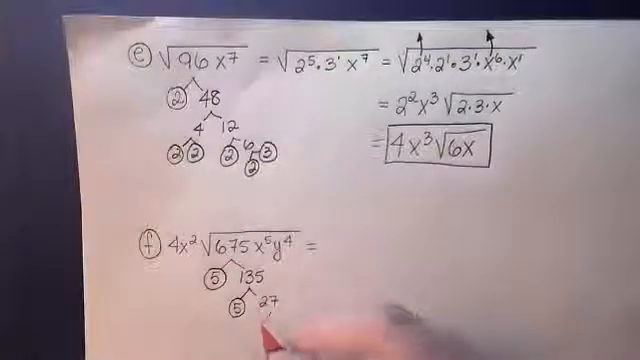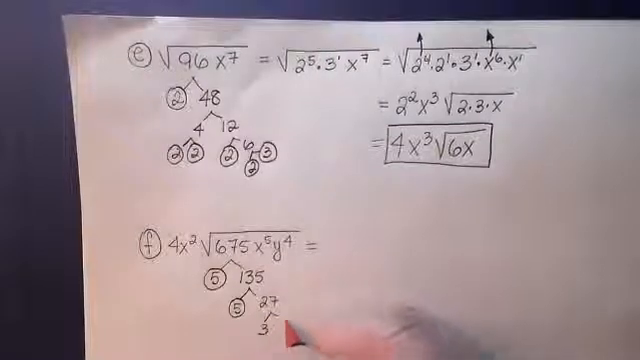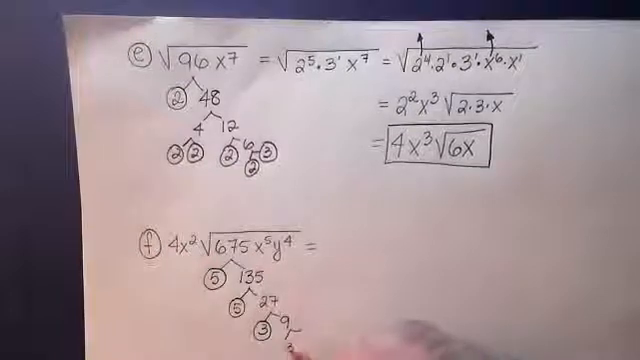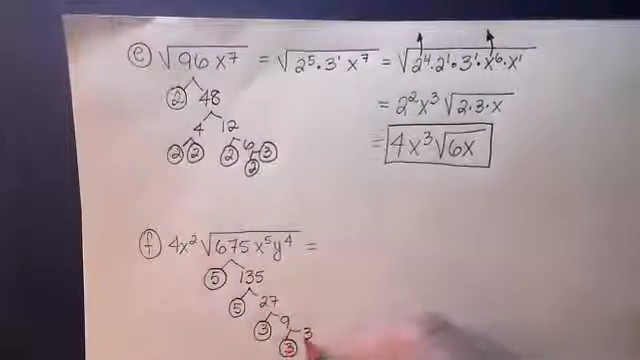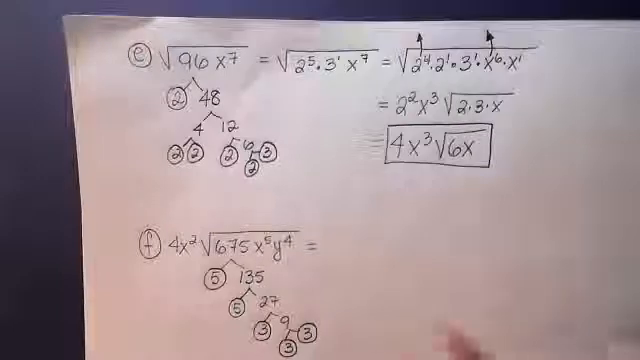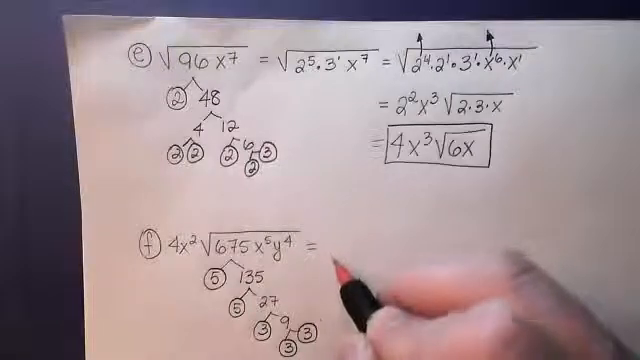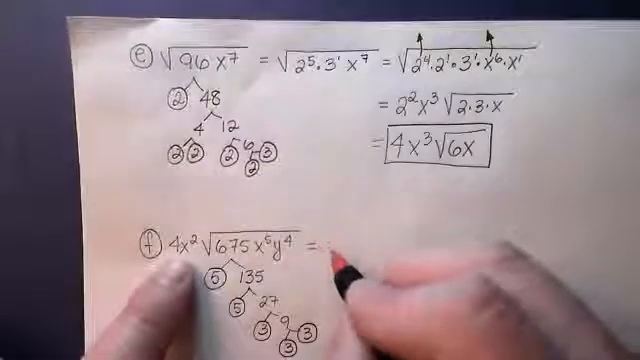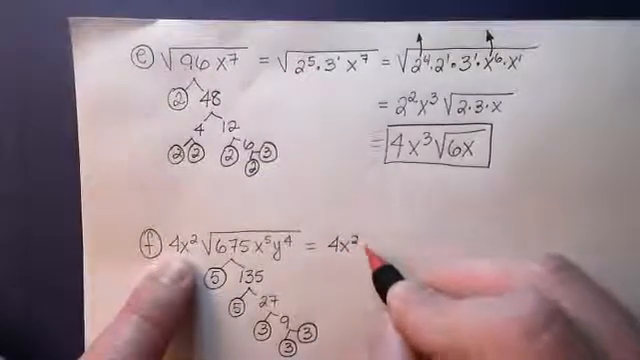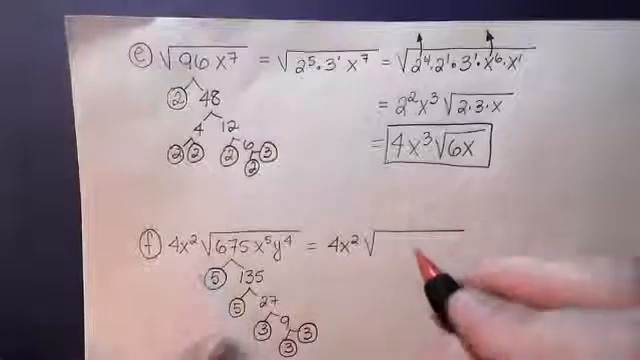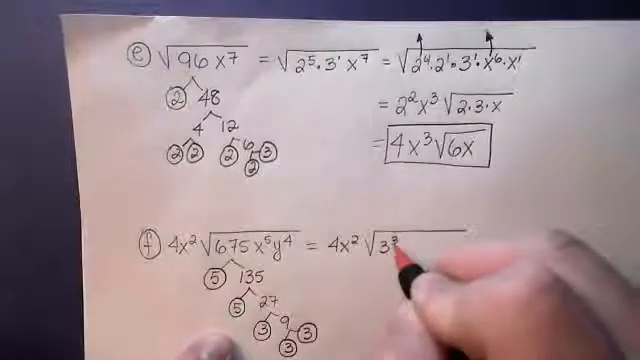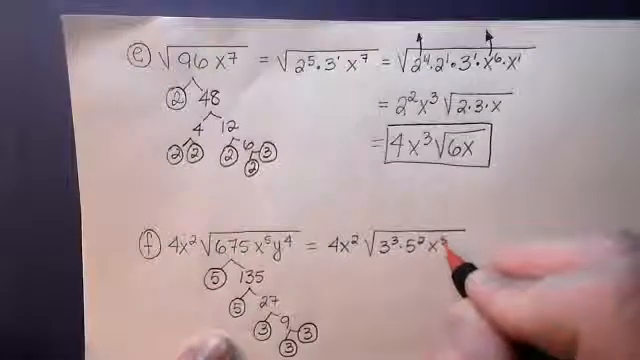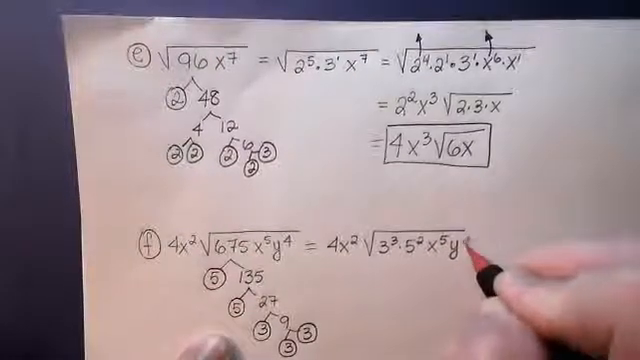What two numbers give me 27 would be 3 and 9. 3 is prime, 9 is not, so break down 9. This would be 3 and 3. Alright, very well. One thing I need to remember is that because I have that number outside, make sure you copy it. And inside the radical, I'm going to have 3 to the 3rd, 5 to the 2nd, x to the 5th, and then y to the 4th.